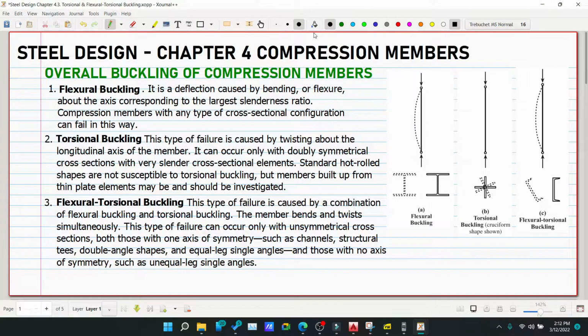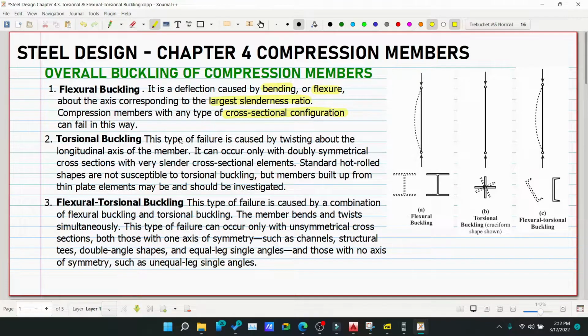So, balikan lang ulit natin yung meaning ng flexural buckling. In flexural buckling, it is a deflection caused by bending or flexure about the axis corresponding to the largest slenderness ratio. Compression members with any type of cross-sectional configuration or cross-sectional area can fail in this way. Ibig sabihin lang nun, kahit ano pang section yan, mag-fail pa rin under sa flexural buckling.